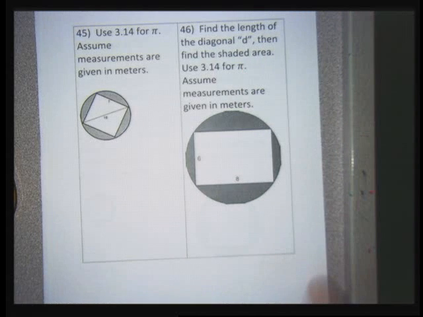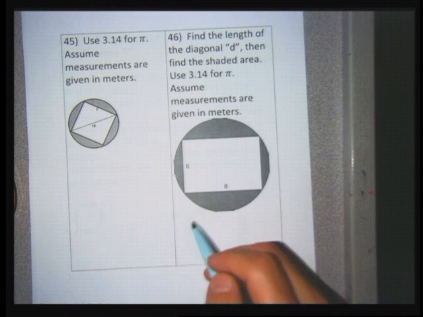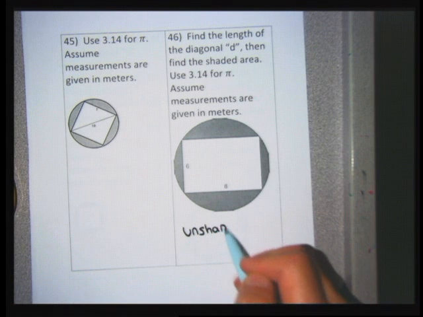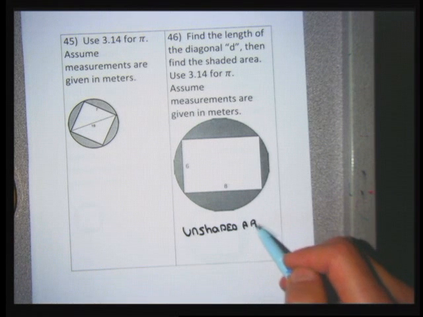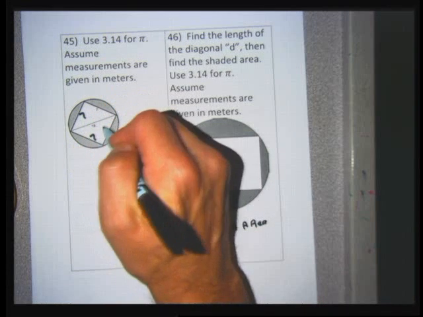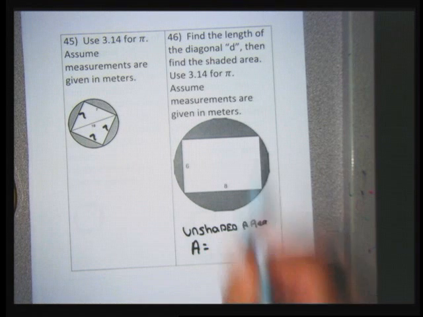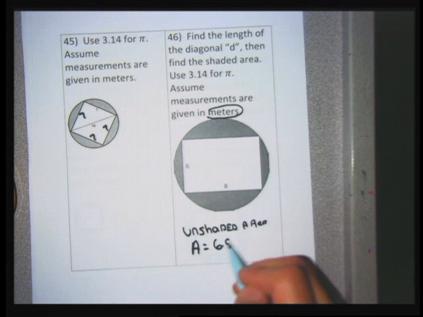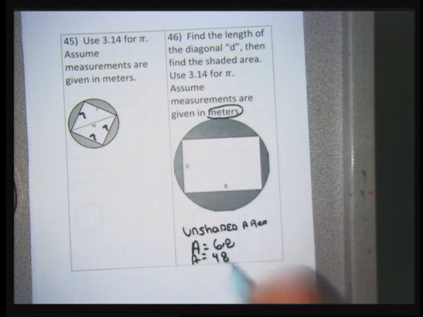My problem 46 is harder than your 45. My unshaded area is easy. My unshaded area is a rectangle. And on yours, I'm assuming this is a square that has a side 7. So my unshaded area is going to be 6 by 8. Eventually I'm going to put square meters in my answer, but I don't want to mess this up. So it's 6 times 8, and my unshaded area is 48.